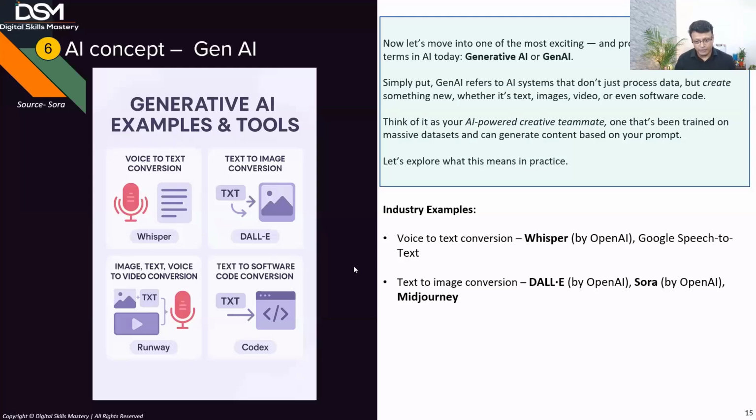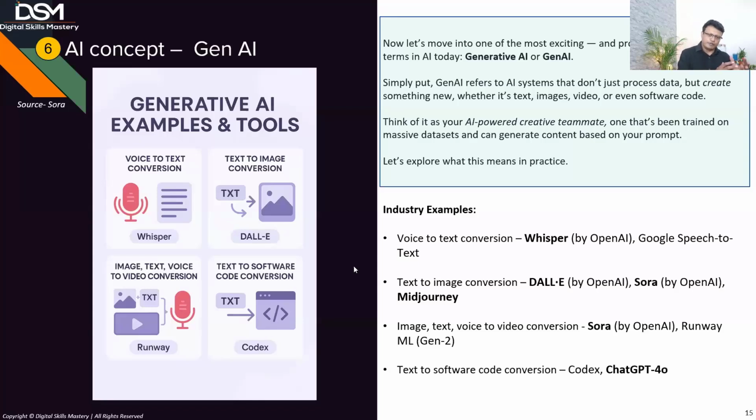So voice to text conversion, text to image conversion, image, text, voice to a video conversion. Like Himani showed you yesterday, all the Sora images that we have created, the one that you see here on the screen, generative AI examples and tools. We gave a prompt, we gave what needs to be done, and this Gen AI tool, Sora, converted that text into an image. So this is an example of generative AI where it is able to create things from scratch just based on text.